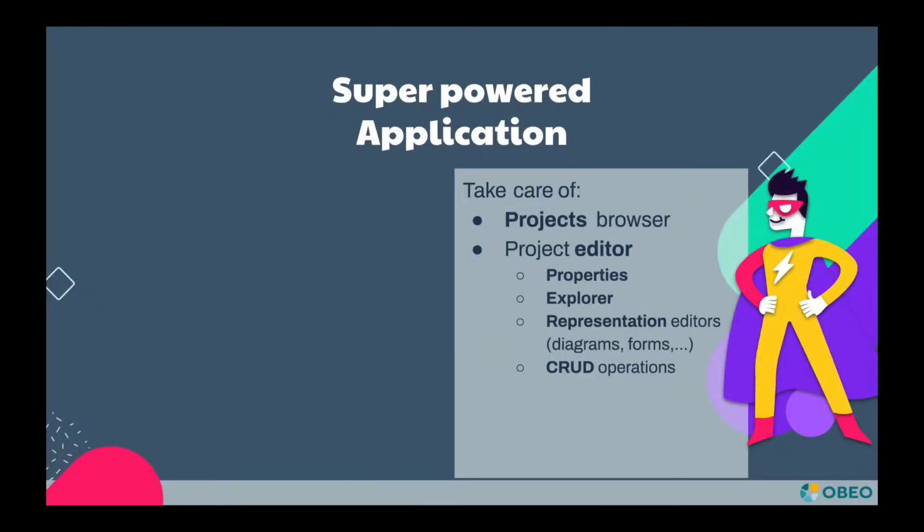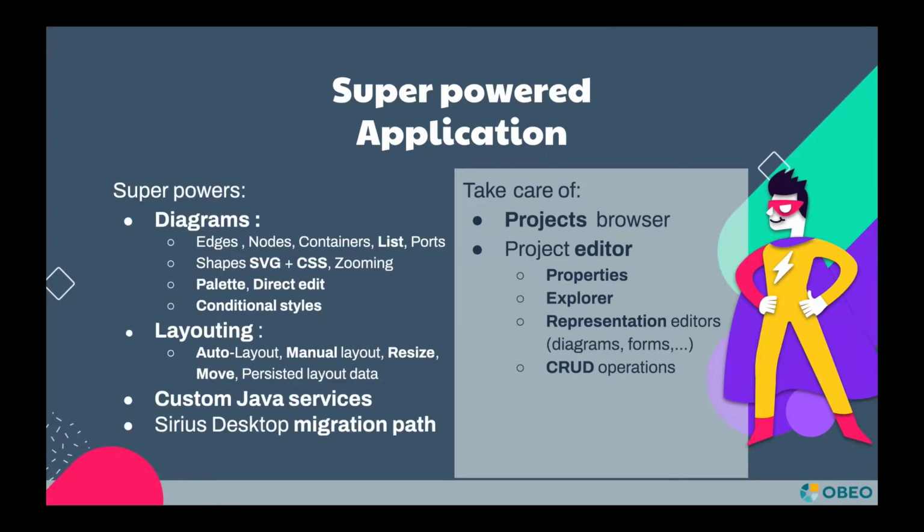On the other side, the Sirius Web application comes with the project browser to manipulate the projects of the server. You also have access to a project editor with its workbench composed of an explorer, the properties of the selected element, and various representation editors. Everything needed to provide CRUD operations for your model. For that, our Sirius Web application provides diagrams with nodes, containers, edges, ports, and we recently added lists.